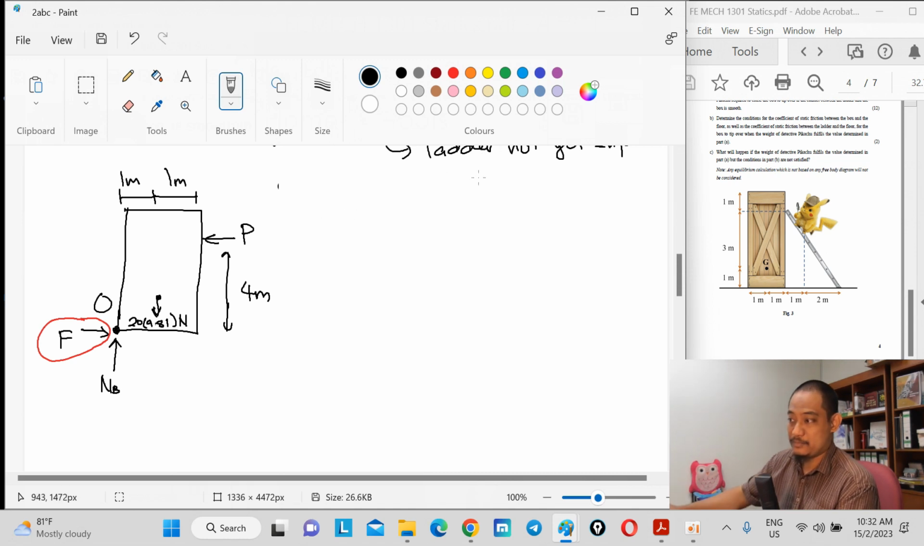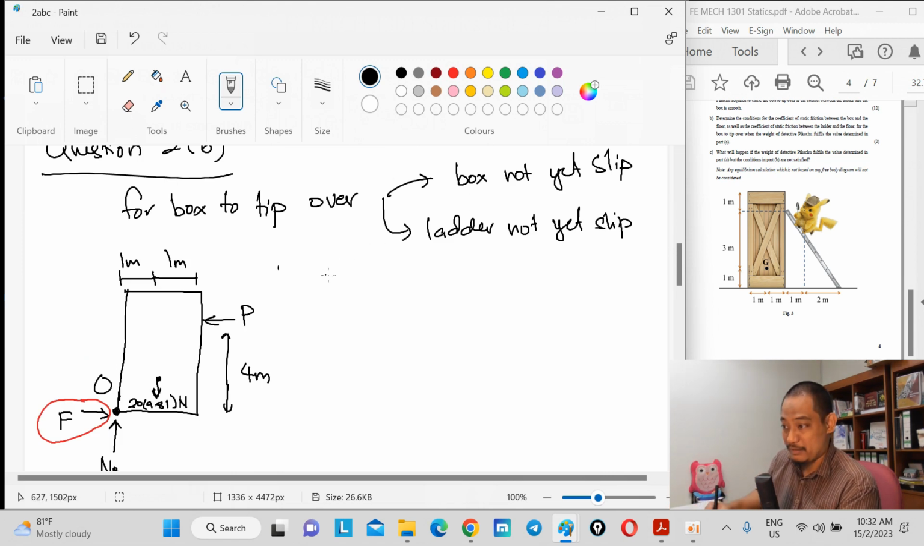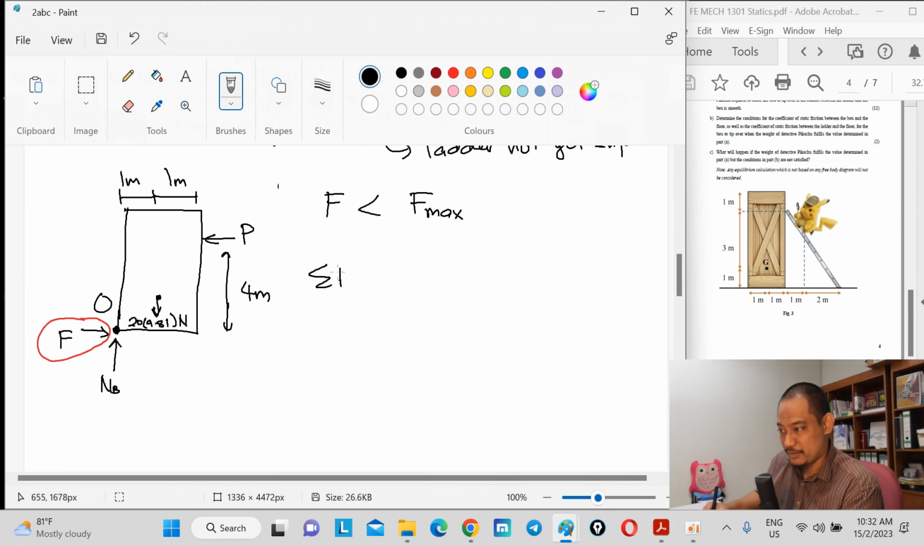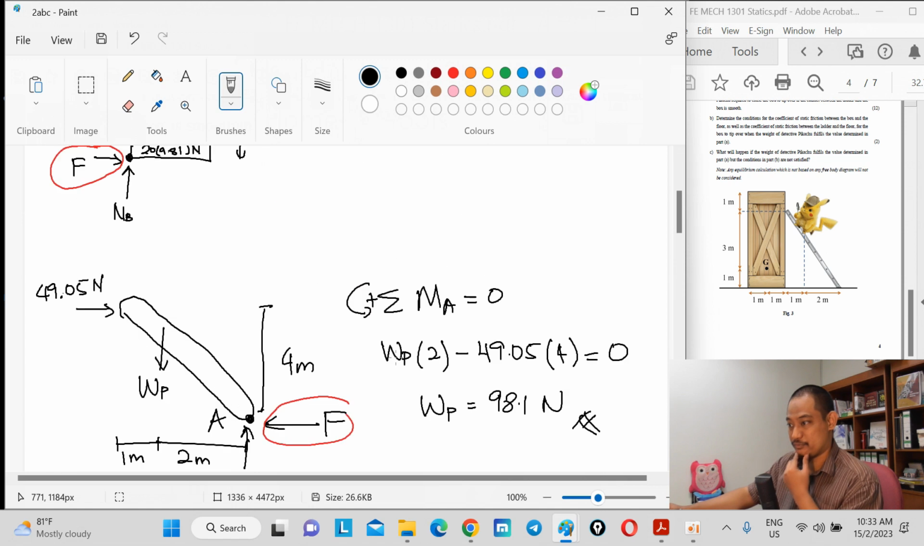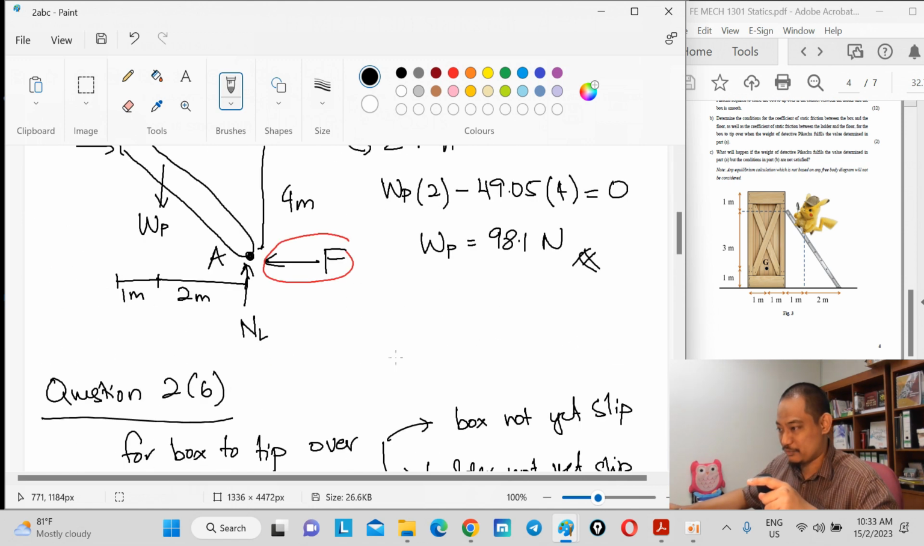the idea of the ladder not yet slipping means that F should be smaller than F max, because if F is already reaching F max, slipping has already occurred, right? So that's the condition, but F has a value in this free body diagram. Summation of Fx equal to 0, taking positive to the right, so you have F minus P equal to 0, and P is already known, right? F should be equal to P, which is, because it says the weight of Pikachu is the same, 49.05.